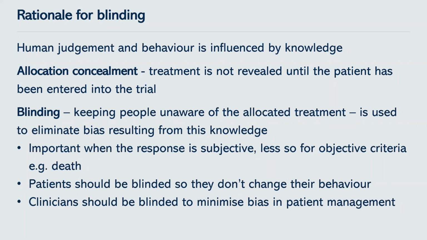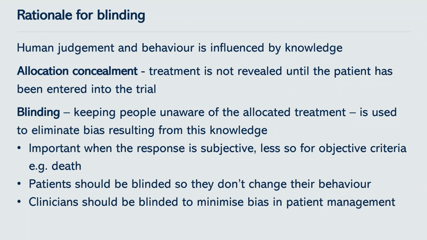So there are two things that we do in clinical trials. One, which I think always has to be done, is concealment of the allocation, so that the treatment is not revealed until the patient has already been entered into the trial. And without this, randomization is pointless, because someone would say, oh, well, what treatment am I going to have? I'd rather not be in the trial if I'm going to be in the control arm. So we wouldn't have a true randomized comparison.